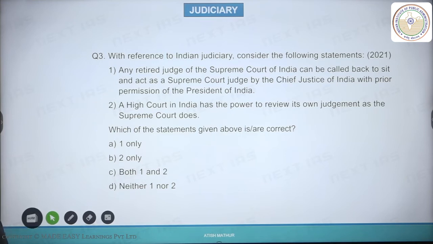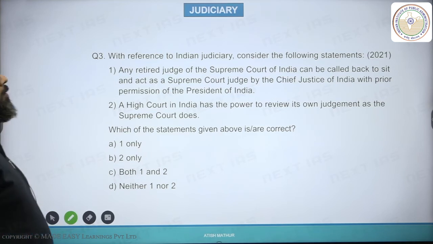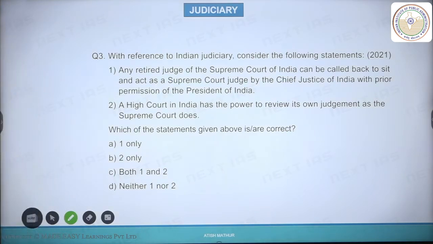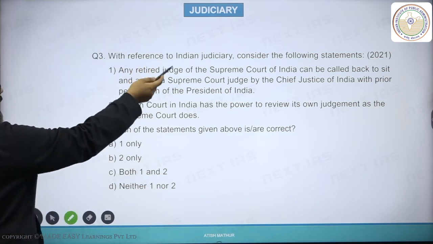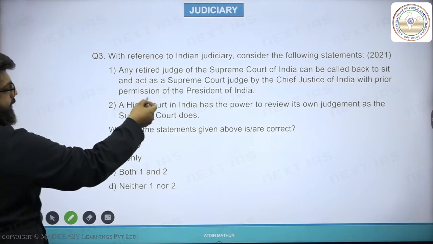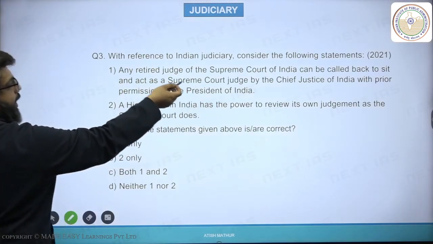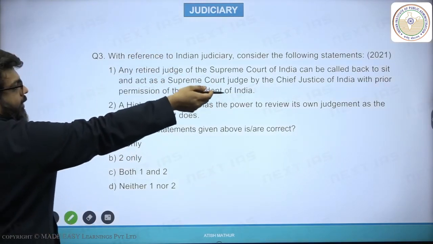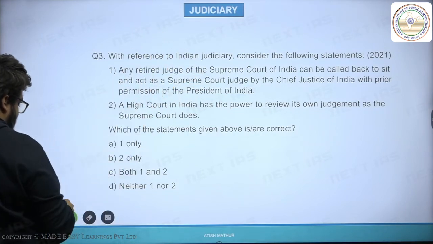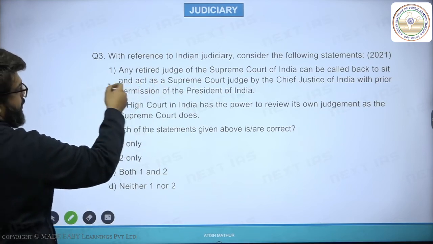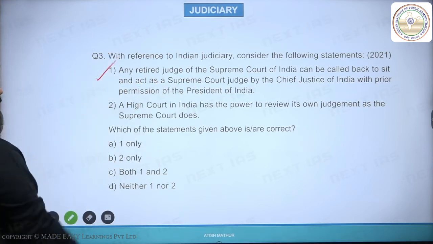With reference to Indian judiciary, consider the following statements. Any retired judge of the Supreme Court can be called back to sit and act as a Supreme Court judge by the Chief Justice with the prior permission of the President of India. Judges कम पढ़ रहे हैं तो रिटायर्ड जज को बुला लो, एक्ट कर लेगा। वैसे भी प्रेसिडेंट अपॉइंट ही करता है and they have already qualified the collegium process before, which means that they are legitimately okay to become Supreme Court judges. Yes, these are called ad hoc judges.